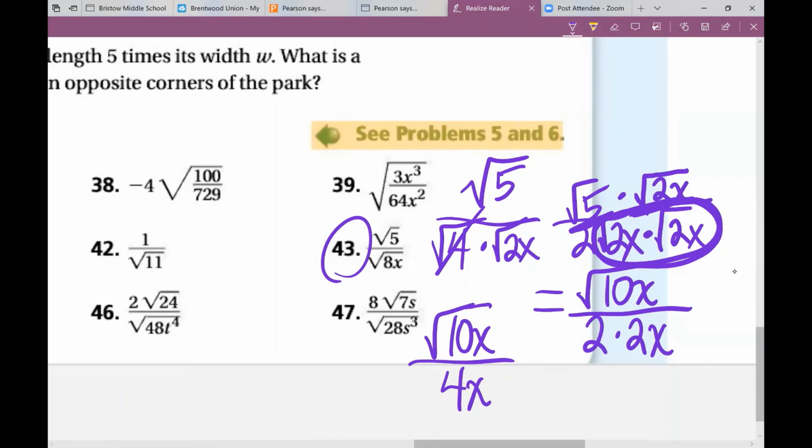If you have a radical in the numerator, and you don't have a radical in the denominator, you're not allowed to simplify those and tell me that the final answer can be divided by 2 and that you can cross the x's out. You're not allowed to do that. You are done. It's radical 10x in the numerator and 4x in the denominator.